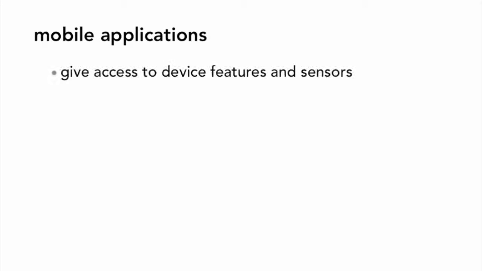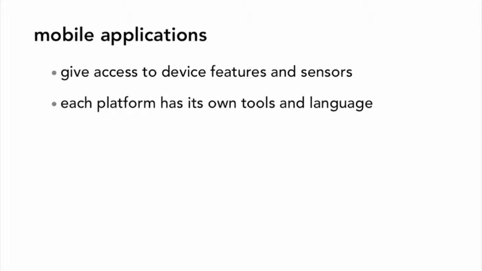Mobile applications give you a lot of benefits. They give you access to device features and sensors that are not normally available to websites. These are things like the camera, offline storage, and information on the device, like what is in the phone's contact list.